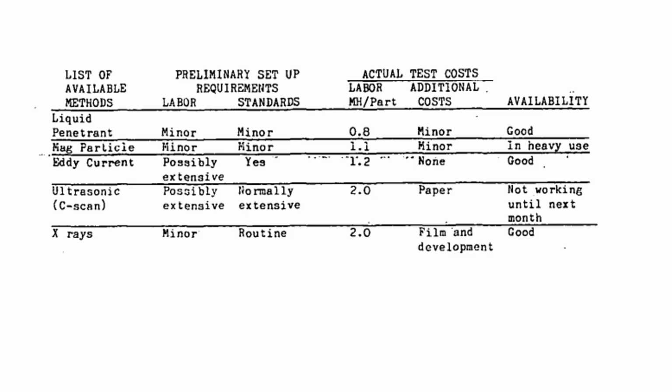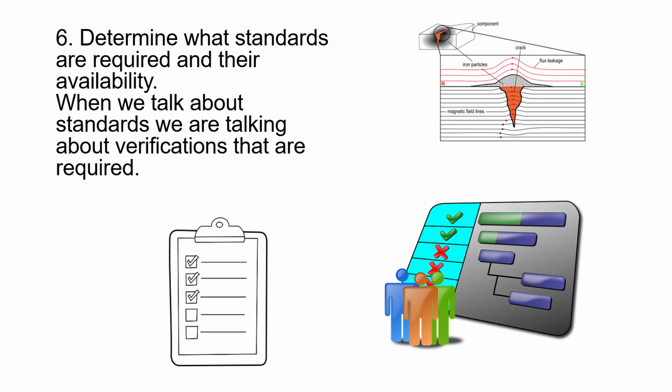Some additional costs. For X-ray, you can see we've got additional cost, film and development. But anyways, you can see how we would have a spreadsheet that sets up our non-destructive testing costs, availability for our processes that we're going to utilize, and then our test costs. So most organizations, if you're going to have a pretty extensive use of non-destructive testing in multiple processes, this might be something you need to look into.